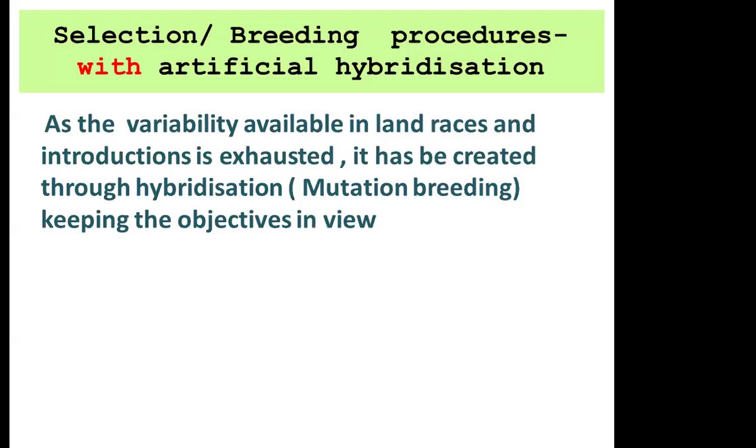Next slide, please. And as we know, this variability got exhausted in all these introductions and landraces. Later on, the only way to create variability is through hybridization. To some extent, mutation breeding is also possible. But in groundnut, hybridization is the major source of creation of variability. Next slide, please.